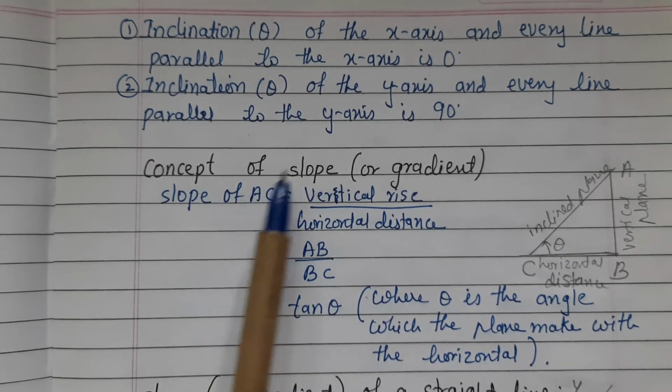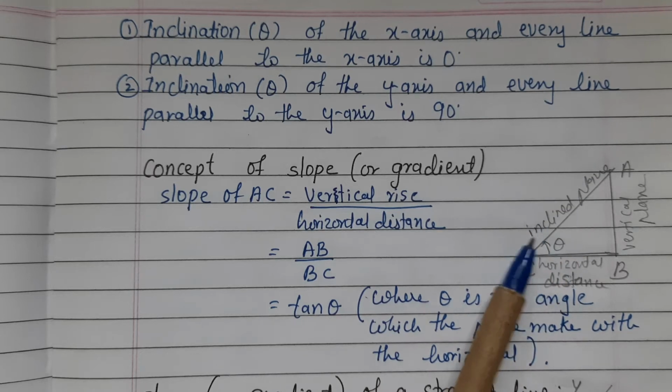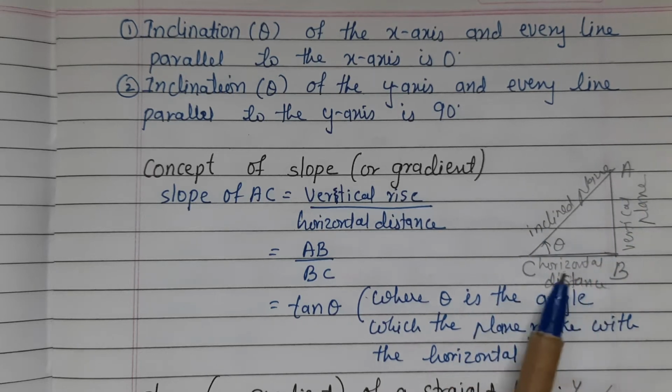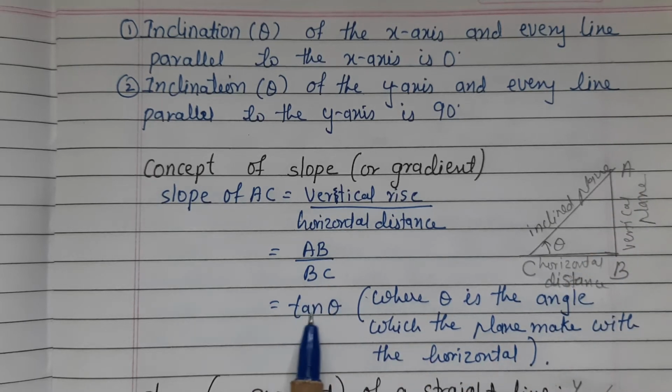Concept of a slope or gradient. Slope AC equals vertical rise upon horizontal distance, which is equal to AB upon BC, equal to tan theta, where theta is the angle which the plane makes with the horizontal.